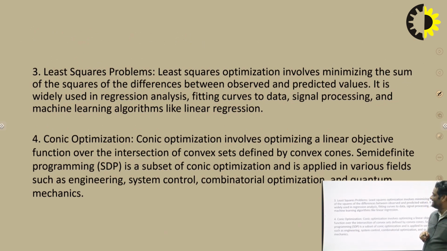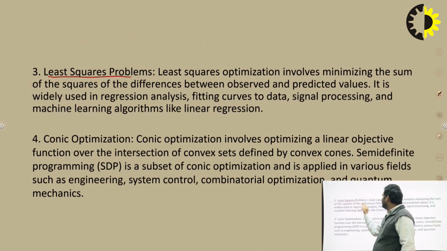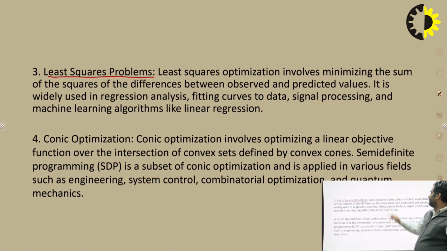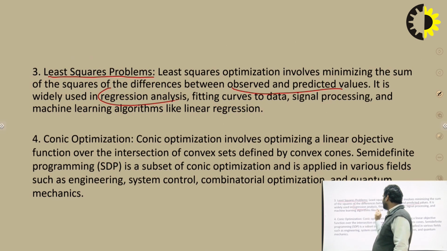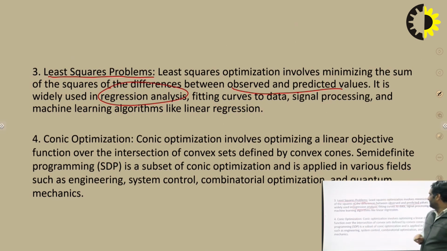Next, third is the least squares problem. The least squares optimization problem involves minimizing the sum of squares of the differences between observed and predicted values. It is widely used in regression analysis, fitting curves to data, signal processing, and machine learning algorithms like linear regression.